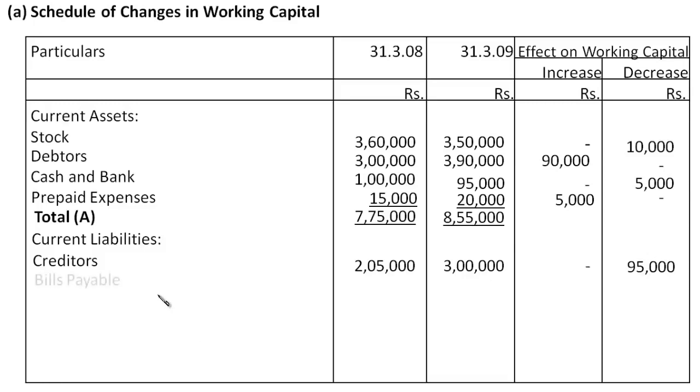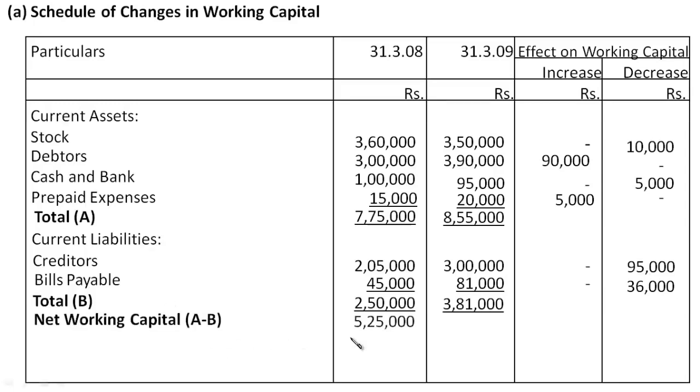Next item, bills payable 45,000 has moved to 80,000. Again, there is an inflow. So 36,000, but we are bringing it under the decrease column. So we are taking the total. Please note we have not considered the provision for tax and dividend payable because they are considered as part of long-term source and use.